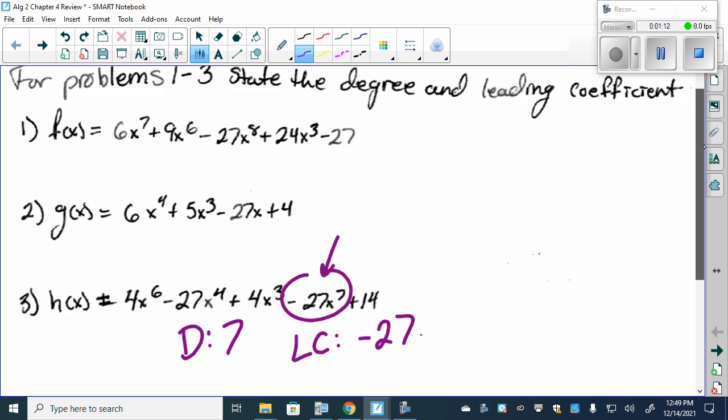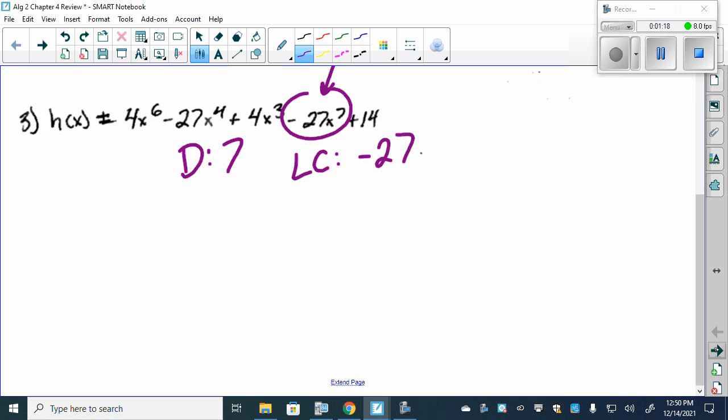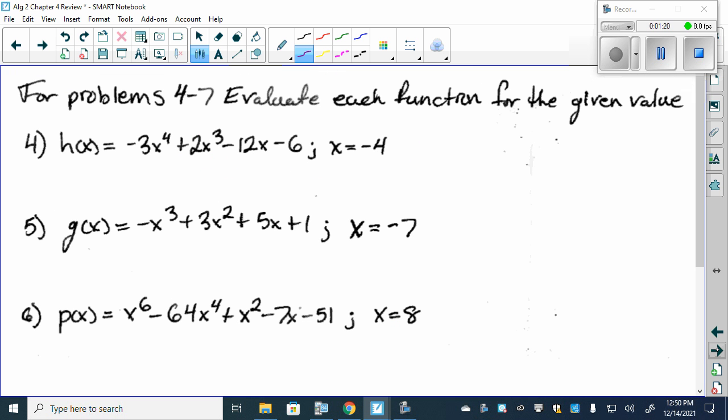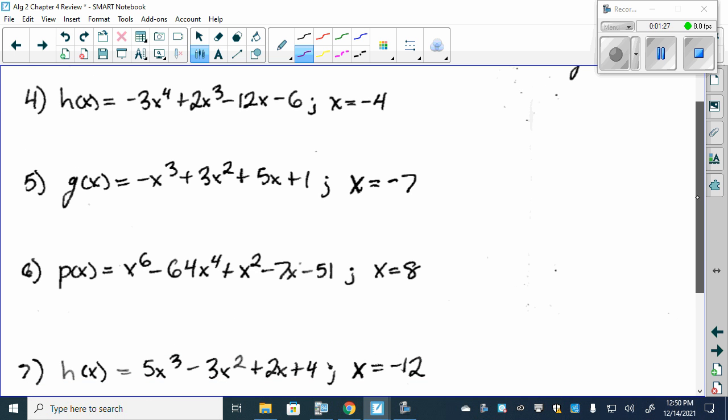Any other questions on 1, 2, or 3? All right. Let's look at questions 4 through 7. Is there a question on problems 4, 5, 6, or 7, or one of those that we want to look at?